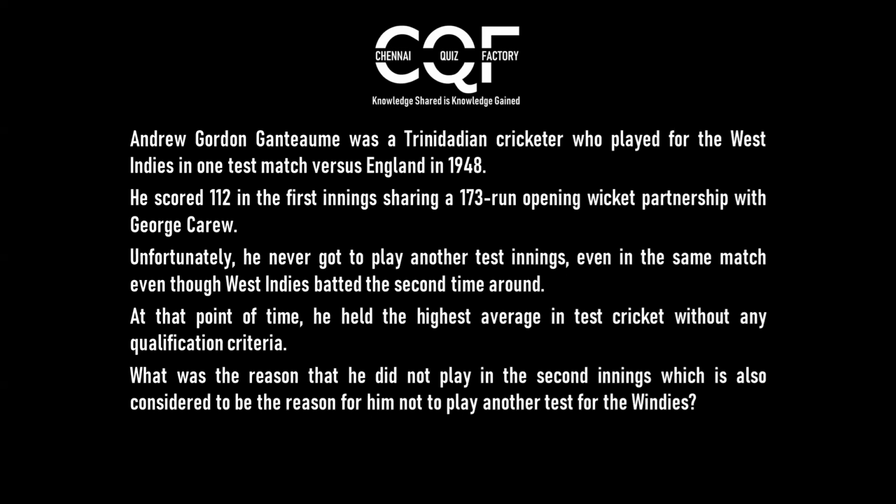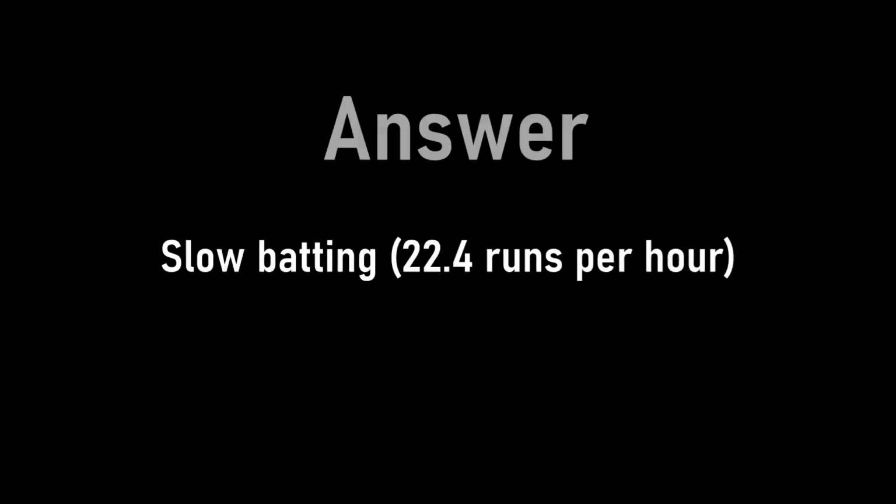So what was the reason that he did not play in the second innings, which is also the reason for him not to play another test for West Indies ever? A centurion on debut does not get a chance to play in any of the other test matches is quite rare. What could be the reason? The answer is slow batting. So he was scoring at around 22.4 runs per hour, which was considered to be very slow, especially with a strong West Indian batting lineup in those times.